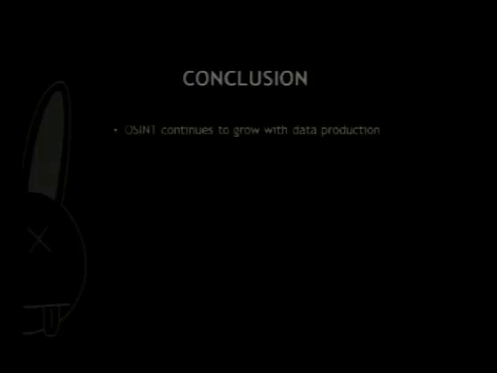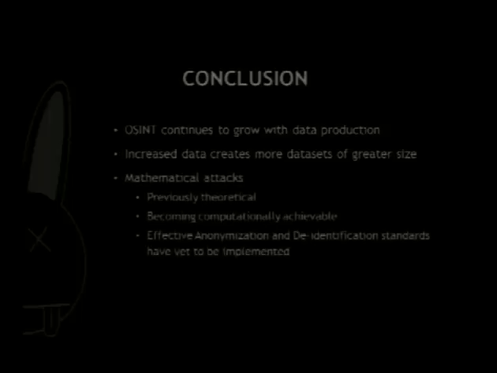Conclusion. We have data that's being produced at an exponential rate by everyone all the time. Big data, and greater data, bigger data sets. That's a tough one. Mathematical attacks: one of the issues when you're trying to correlate all of these variables together to find similarities is that you start running into mathematical complexity issues, like big O notation.